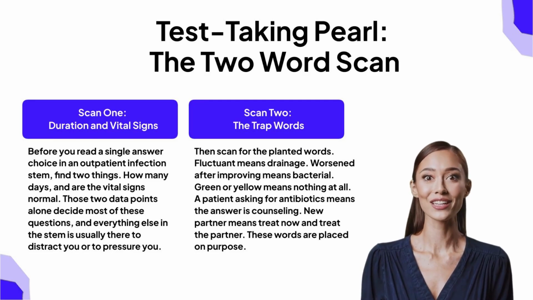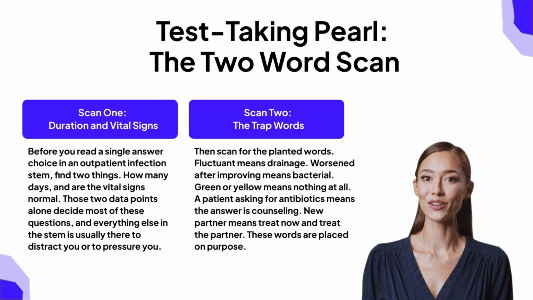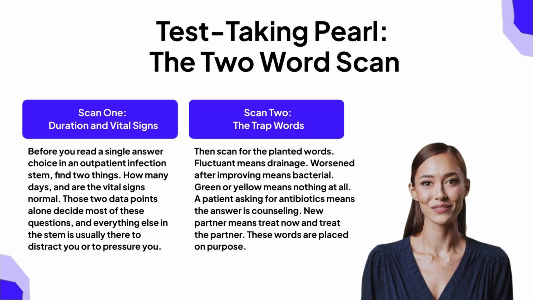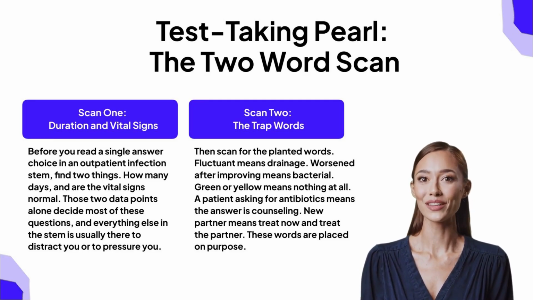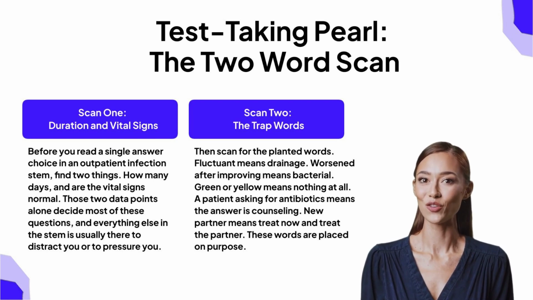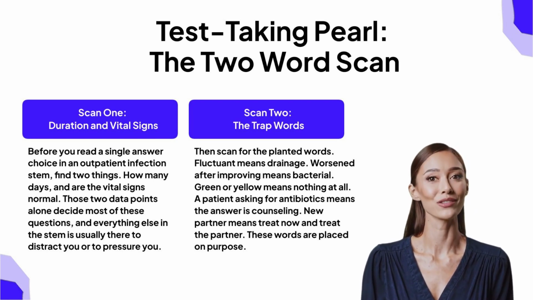Fluctuant means drainage. Worsened after improving means bacterial. Green or yellow means nothing. A patient asking for antibiotics means the answer is counseling. New partner means treat now and treat the partner. These words are placed on purpose. See them as signals rather than story, and these become the fastest points on the exam.